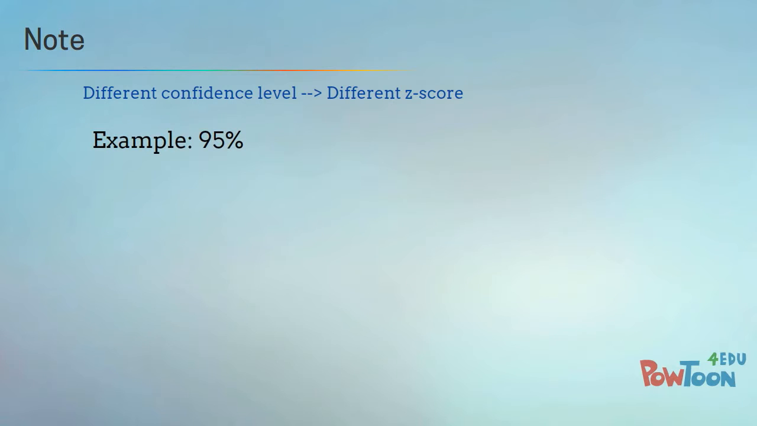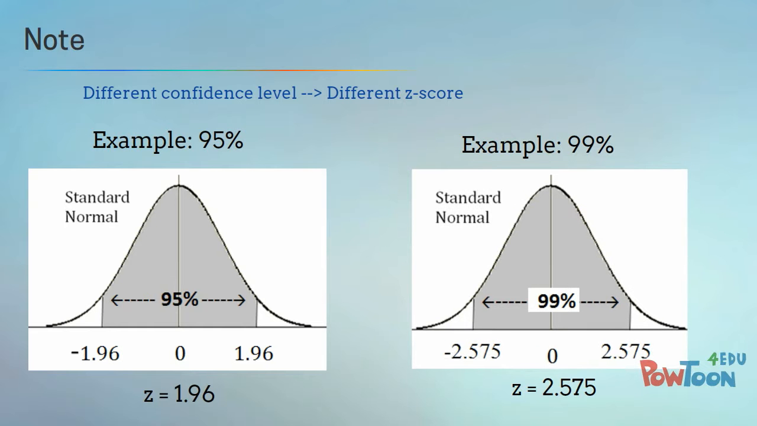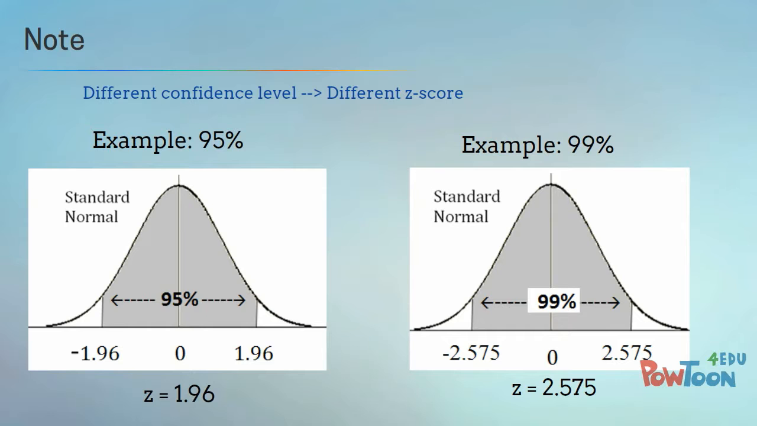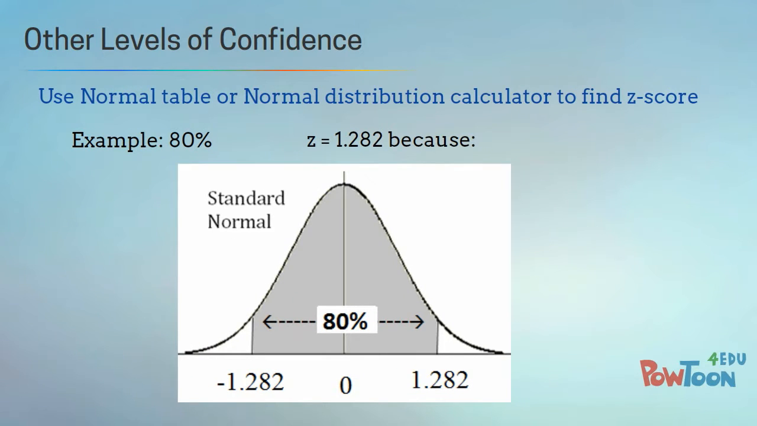Note, if we switch to another confidence level, the z-score changes. For example, for a 95% confidence interval, we would use a z-score of 1.96. For a 99% confidence interval, we use a z-score of 2.575. For any other level of confidence, we use a normal table or calculator to find the appropriate z-score. For instance, if we wanted an 80% confidence level, we would find the z-score needed is 1.282 because 80% of the probability is between negative 1.282 and positive 1.282 on a standard normal.